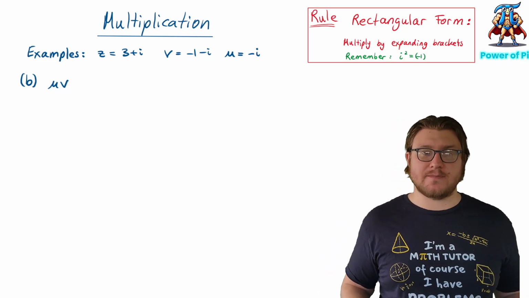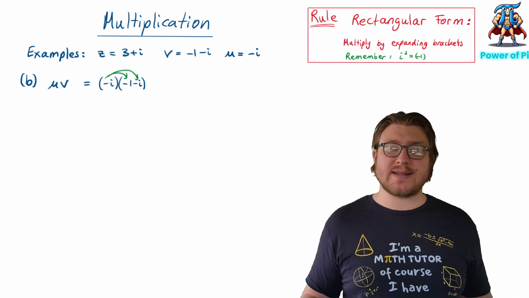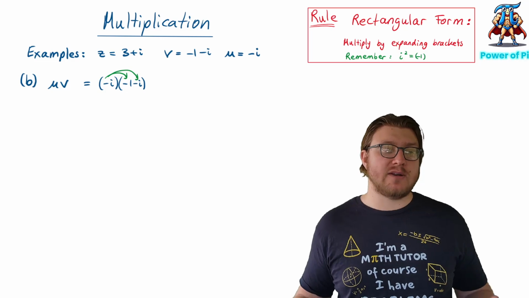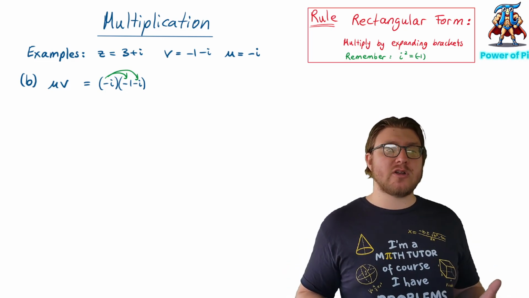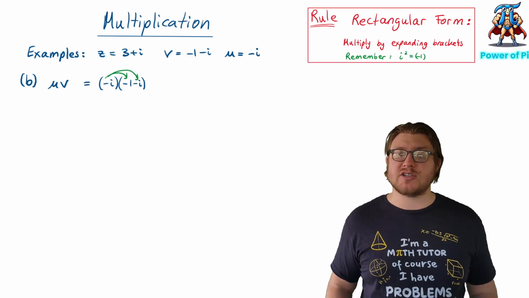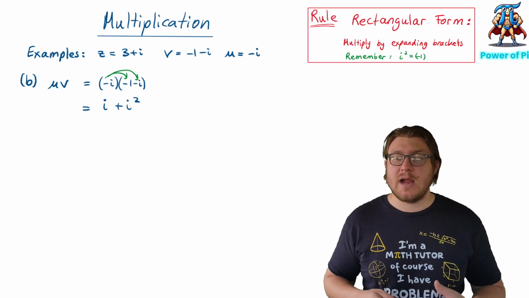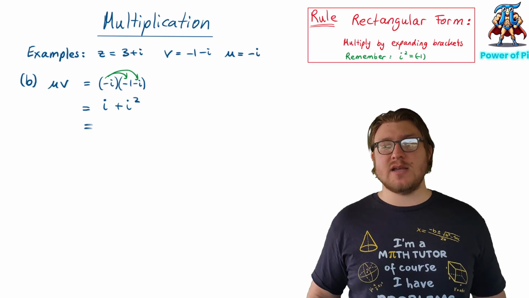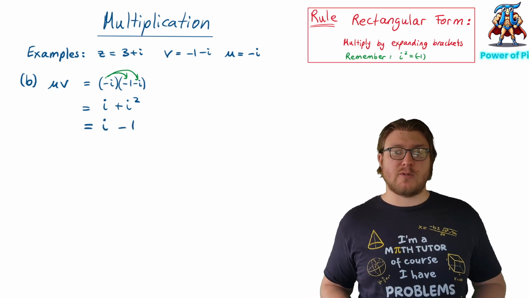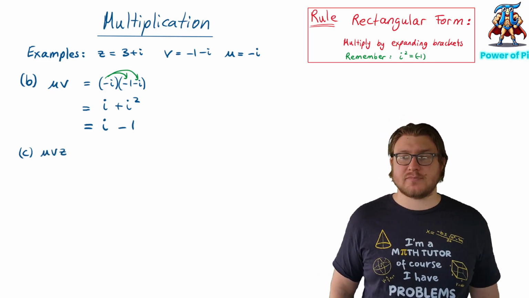Let's do another example. u times v. Well, u times v, we're going to write them out, put brackets around them because we're substituting in for u and v, and then we're going to go through and expand our brackets, and there's only one component in our first one, so we're going to get i plus i squared. Well, i squared was -1, so we replace that with -1. So our answer is just going to be i minus 1.